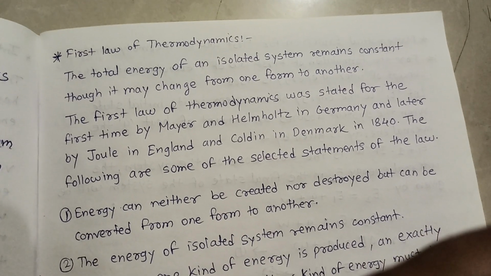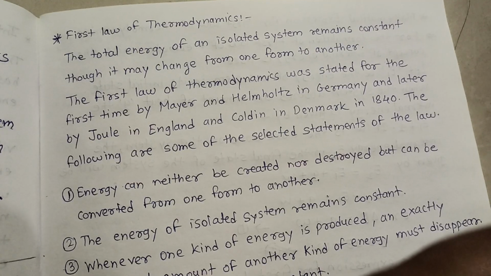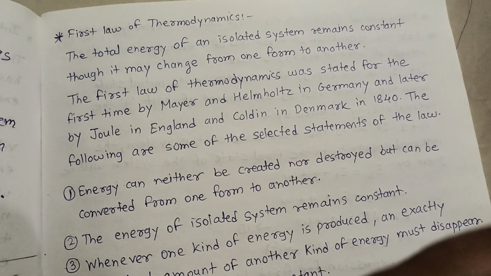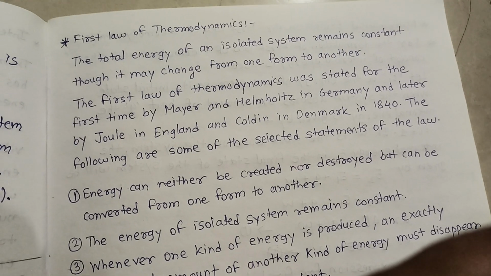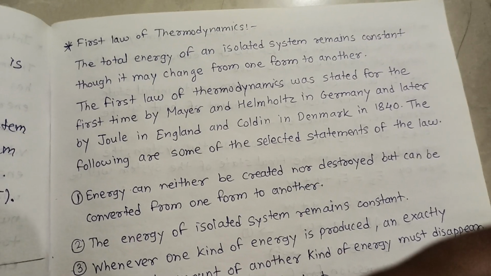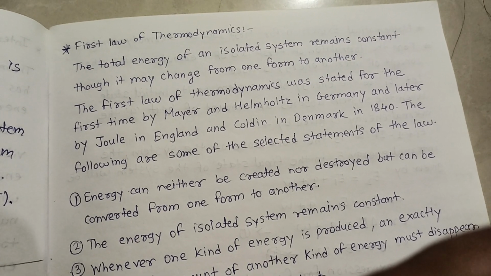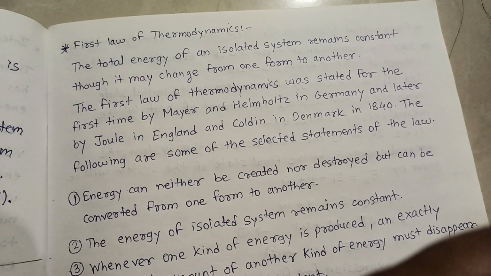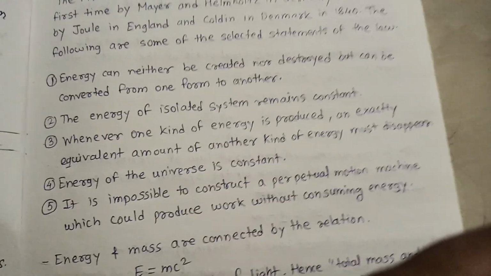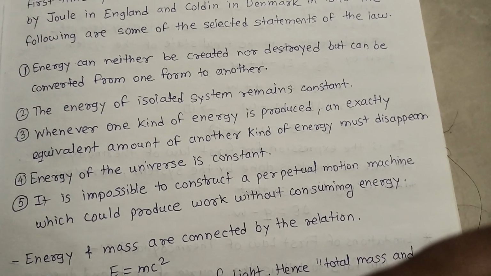Now next is the first law of thermodynamics. The total energy of an isolated system remains constant, though it may change from one form to another. So that's the general statement of the first law of thermodynamics. The first law of thermodynamics was stated for the first time by Mayer and Helmholtz in Germany, and later by Joule in England and Colding in Denmark in 1840. The following are some of the selected statements of the law. So let's see some important and selected statements for the first law of thermodynamics.